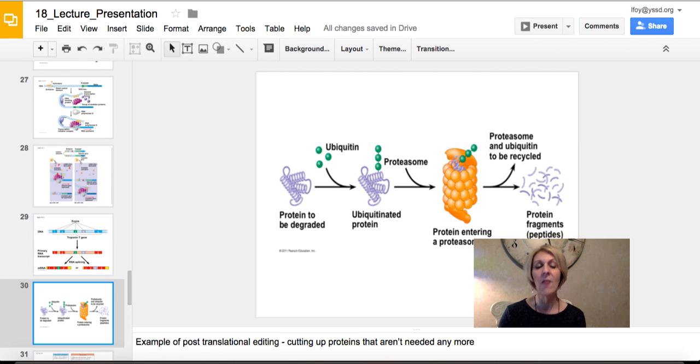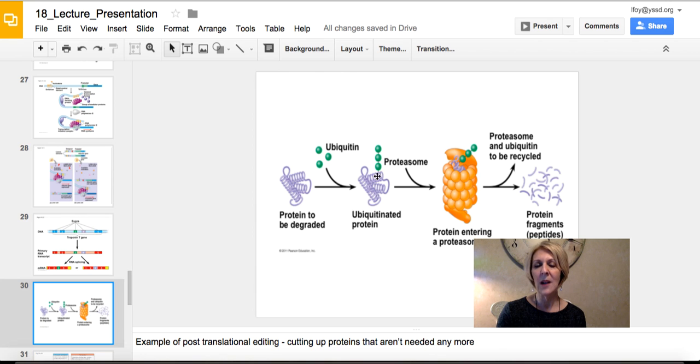Another example of post-translational editing, all right, so this is an example of after translation has already happened, we can control what proteins get chopped up and recycled and which ones stay around. So if there is a protein that the cell wants to get rid of, now it's already transcribed and translated it, but maybe it doesn't want it around anymore, we know that there are these proteins called ubiquitin.